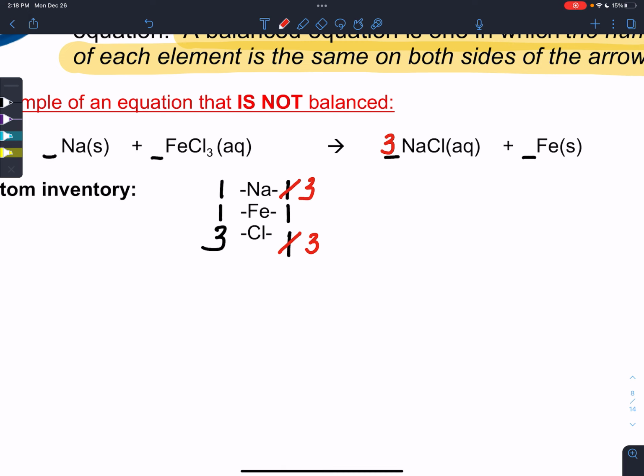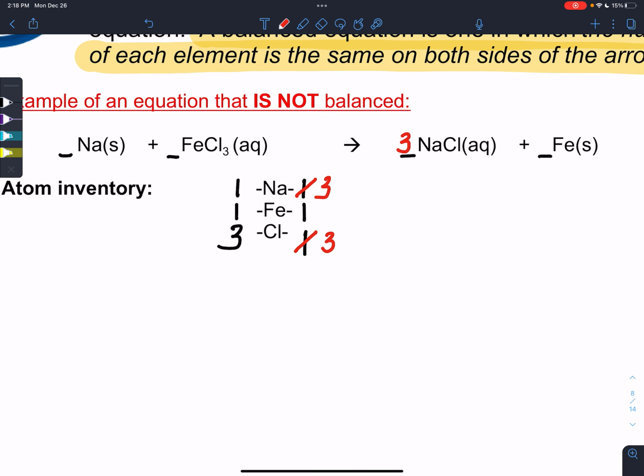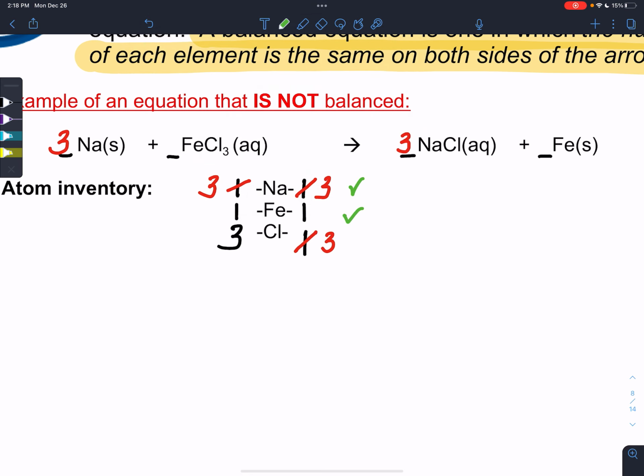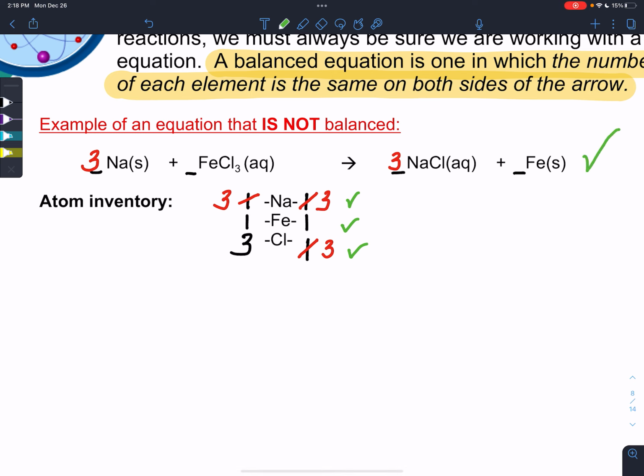So now I need to fix my sodiums. I've got 3 sodiums on the right-hand side, but only 1 on the left. So I'm going to go ahead and put a 3 right here. Now, 3 and 3, 1 and 1, 3 and 3. My equation is balanced. And I'm done.